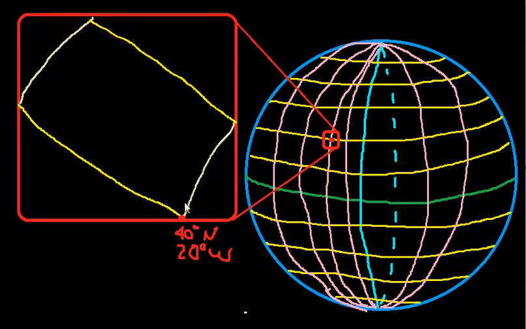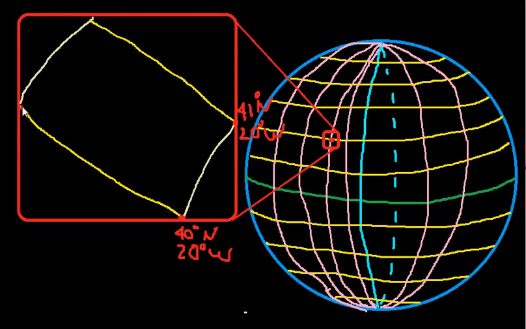So if this is 40 degrees of latitude north, let's call this 41 degrees of latitude north. This is 20 of longitude west. So this point here is going to be 41 north, and it's still on the same line of longitude, so it's still 20 west.